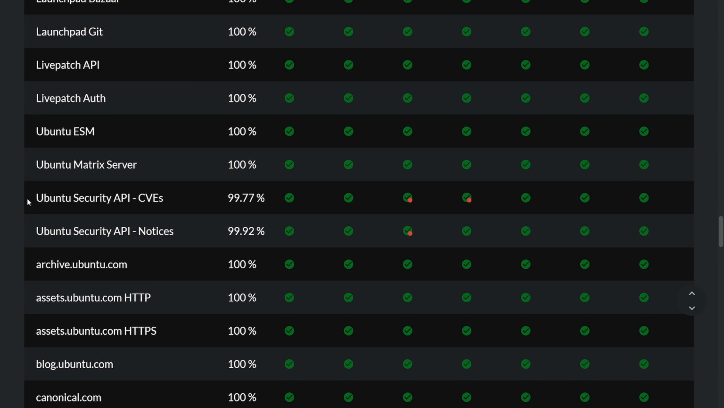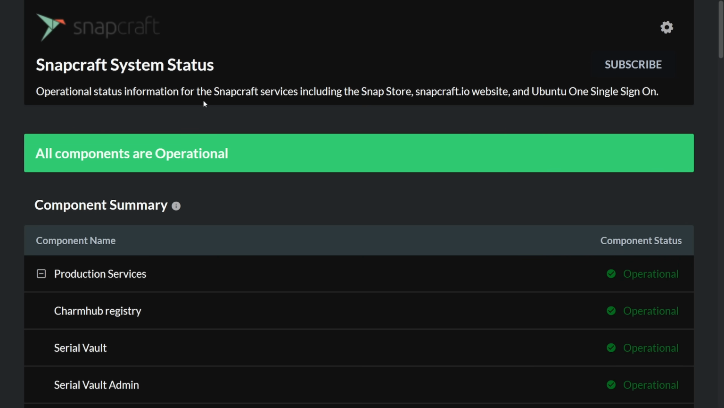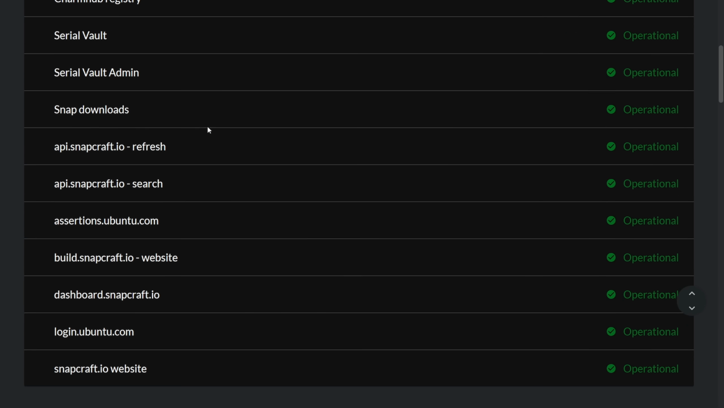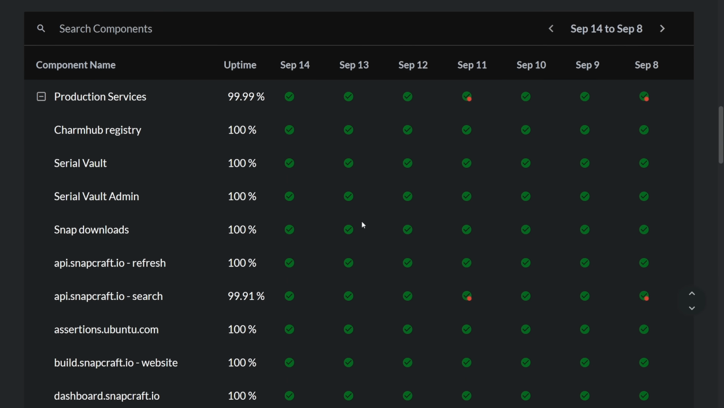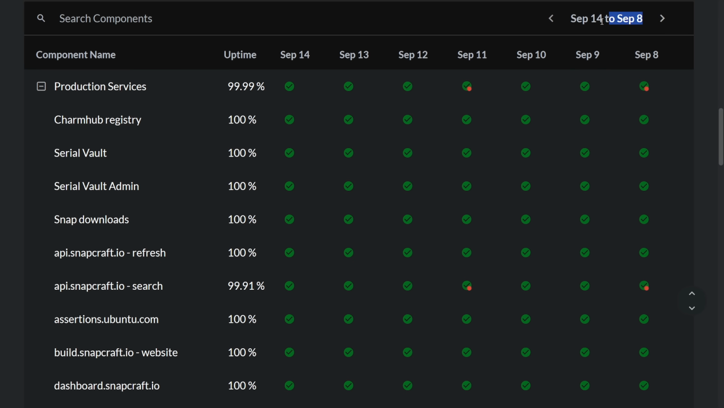Either way, we can see that a couple of the places in question are the Ubuntu Security API and the archive.ubuntu.com. Well, I don't know why it's at 100% because we've experienced outages, of course, over the last couple of weeks. Regardless, it might only be looking back a week or so. We also have a Snapcraft system status, or for the Snap Store and snapcraft.io website. This is another place where you can search if you have issues with Snap packages. As you can tell, there have been issues reported over the last week or so, from September 8th through September 14th.